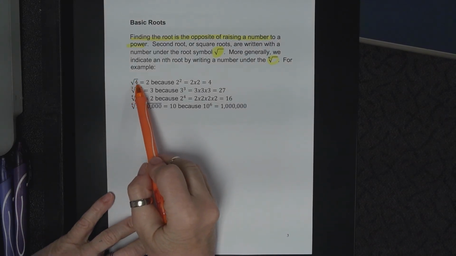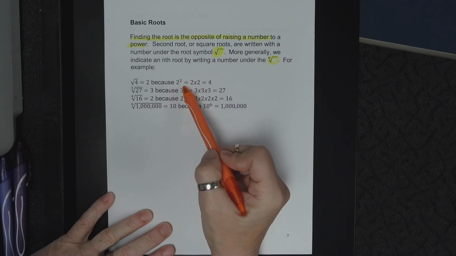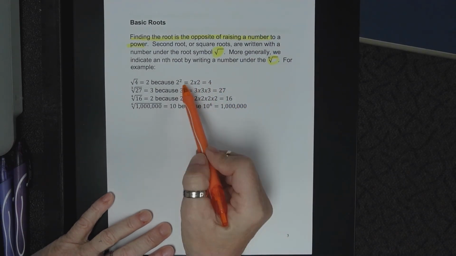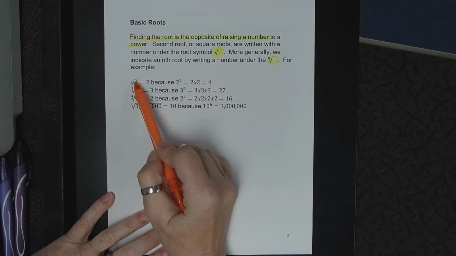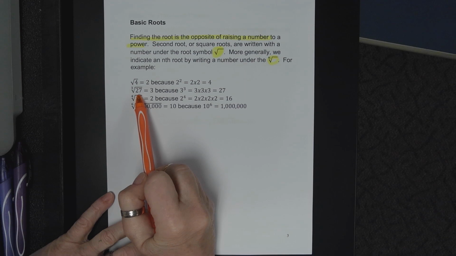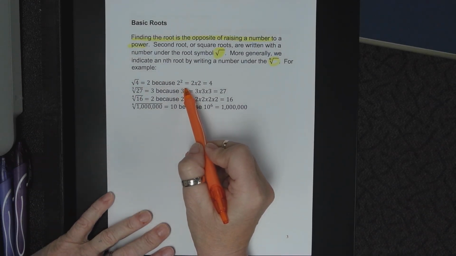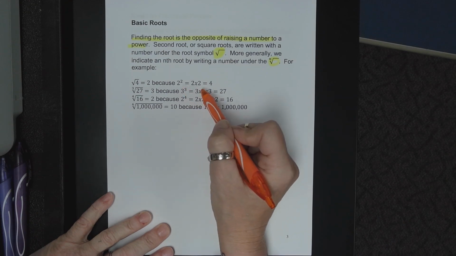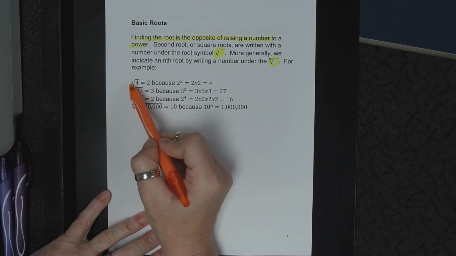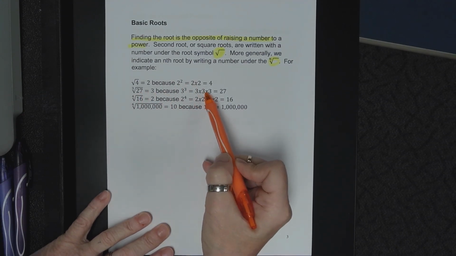Okay, so the square root of 4 is 2, because 2 squared equals 2 times 2, and that equals 4, right? So it's just working backwards. The cube root of 27 is 3. And that's because 3 cubed means 3 times 3 times 3, which is 27. So if you ask what number you took 3 times to get 27, well, that was 3, and you see that here.